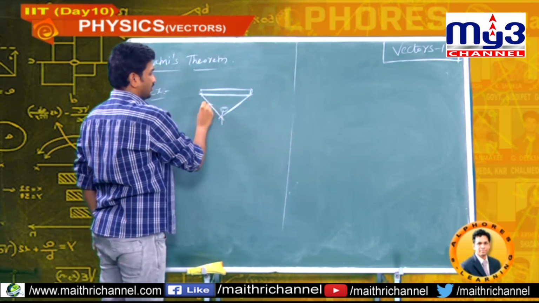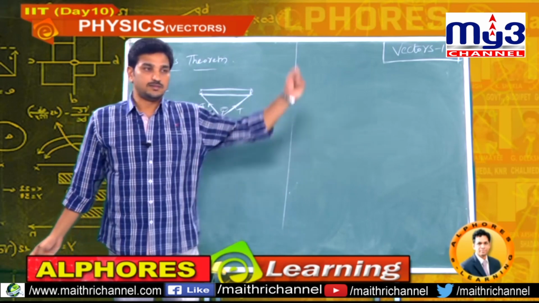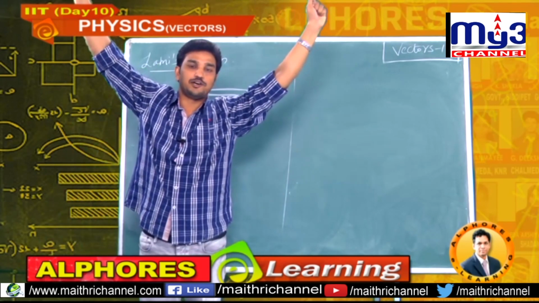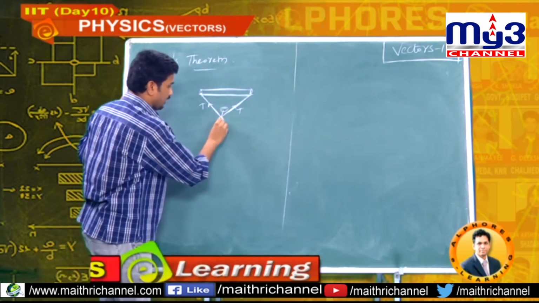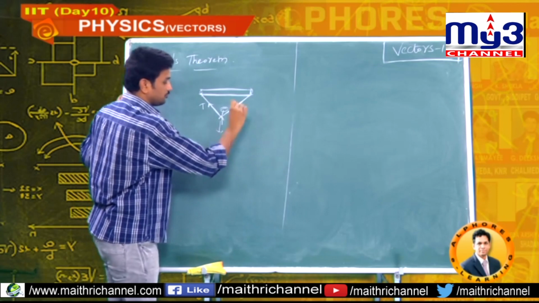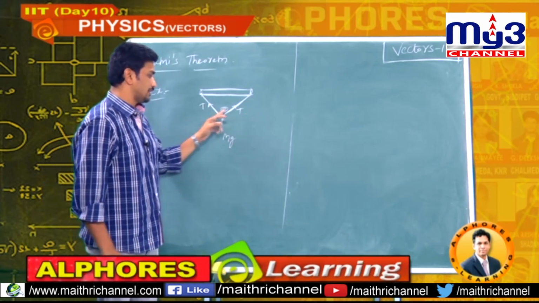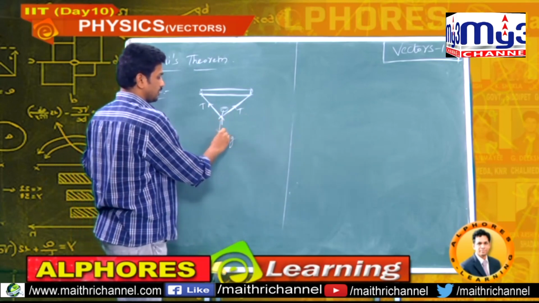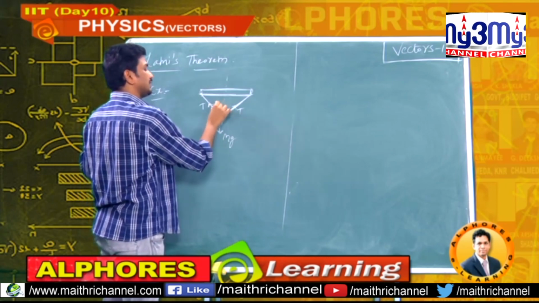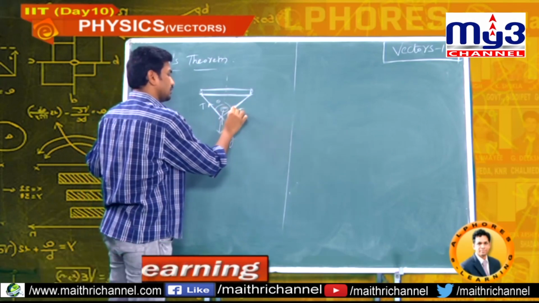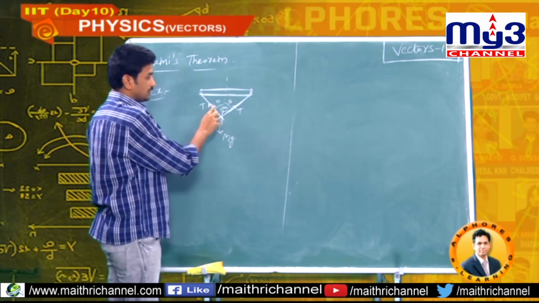Now here tension T, tension T. Both hands are of the same kind of material, so the tension in the two hands is the same. Now the weight of the boy is mg. This is T, this is T. Now here, let this be theta, this also theta. It's a bisecting line, theta, theta.